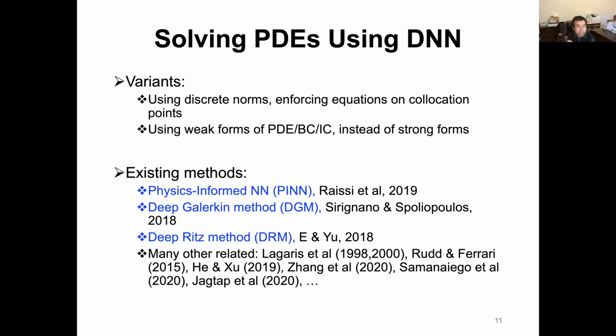In the past few years, a number of prominent methods have appeared in the literature. The PINN was pioneered by this group, the Karniadakis group, and there are the deep Galerkin method, the deep Ritz method, etc. There are many related methods.